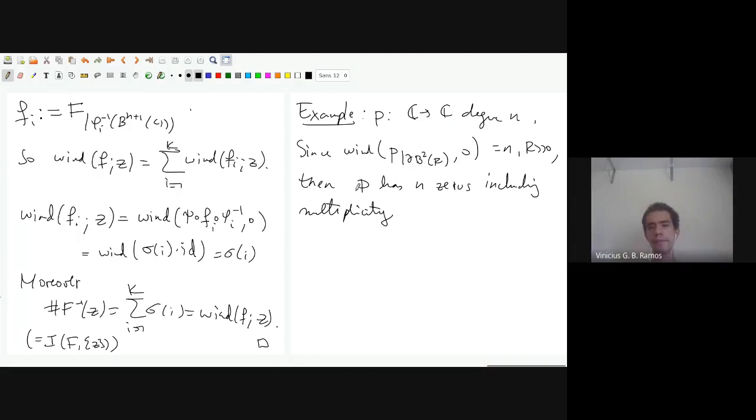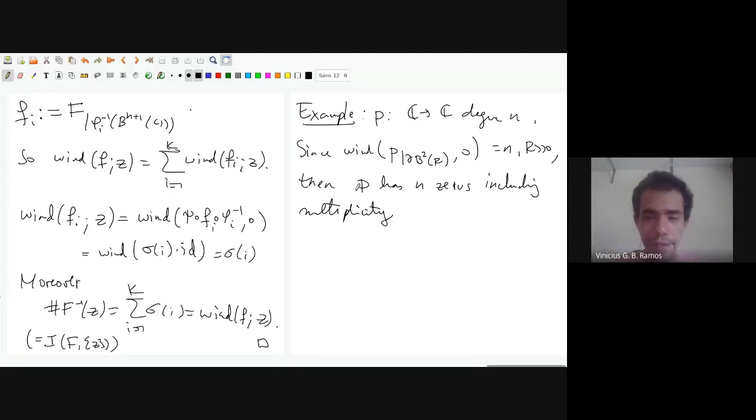value. And how would you make sense of that? You'd say, well, the number of preimages of 0 could be smaller than n, but some of them come with multiplicity, which means that if you perturb either the polynomial a little bit or 0 a little bit, you're going to have as many zeros as the multiplicity at that point.